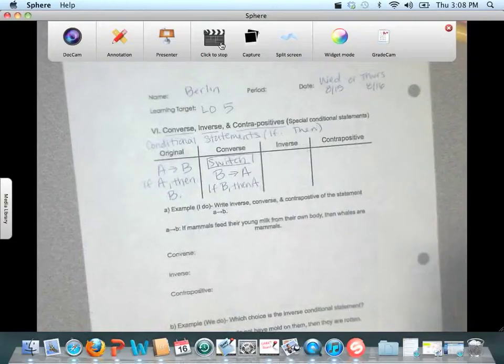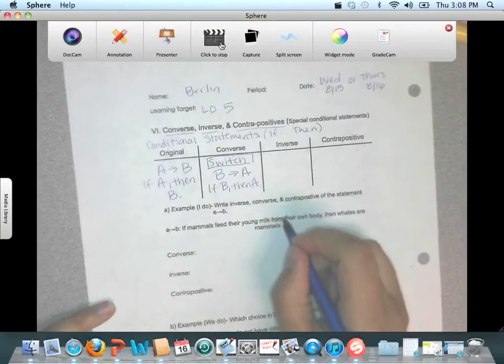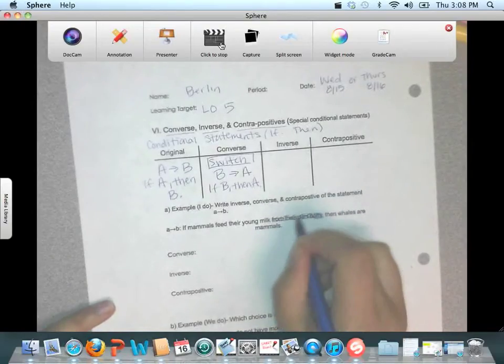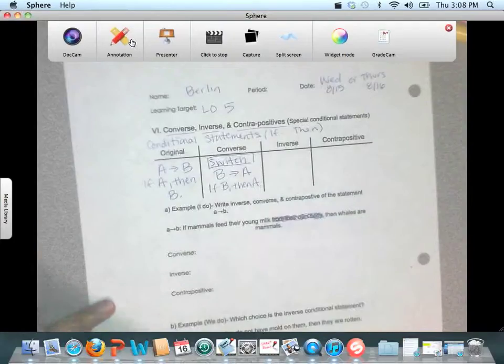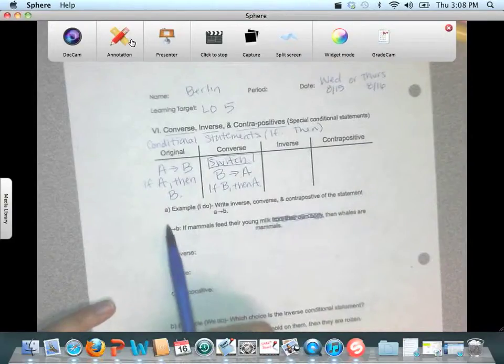Now, I'm going to be doing this example at the same time while I go over these, so you can really see how they change. In order to save us some time, I'm going to take out part of the sentence, just to make it a little bit shorter. So, the original is, if mammals feed their young milk, then whales are mammals. A, B. If A, then B.